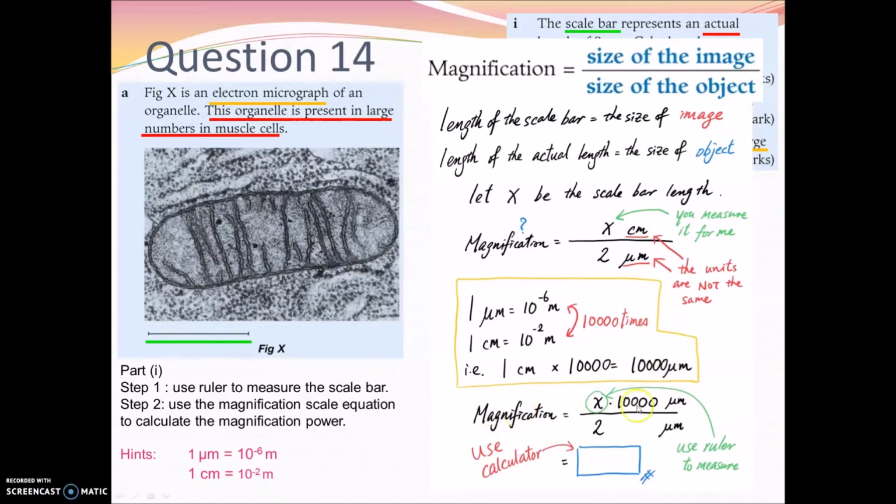For the equation, magnification is equal to x cm, the number x times 10,000 to become micrometer, divided by the 2 micrometer. So you can use the calculator to calculate the answer. One thing I would like to mention is that there is no unit for the answer, because the unit micrometer is cancelled by each other. So that's for part A1.